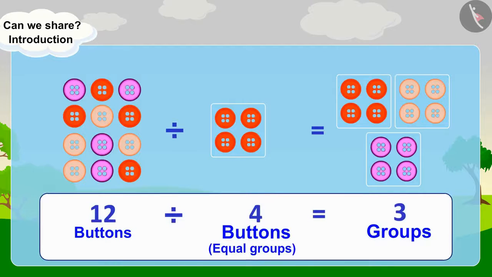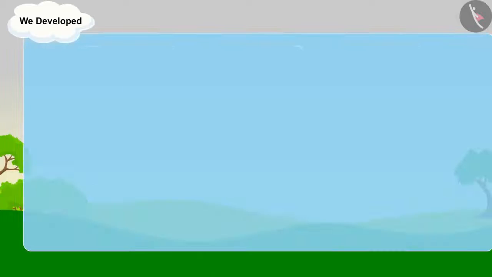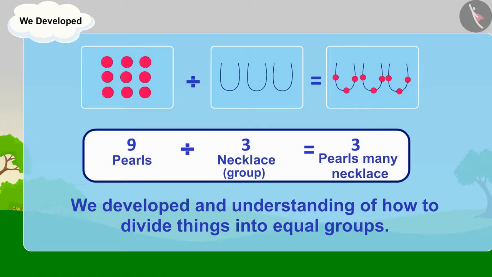After creating groups of 4 buttons, 12 buttons were divided into 3 groups. In this lesson, we developed an understanding of how to divide things into equal groups.